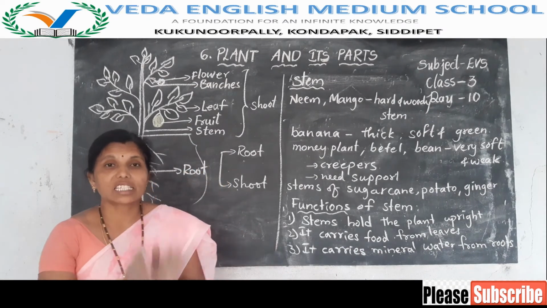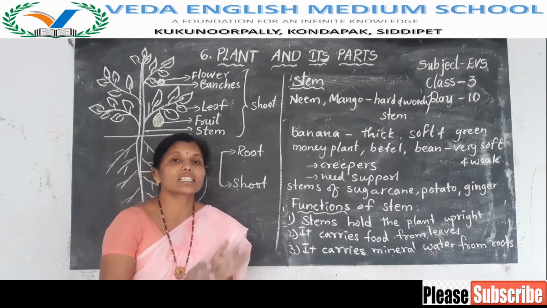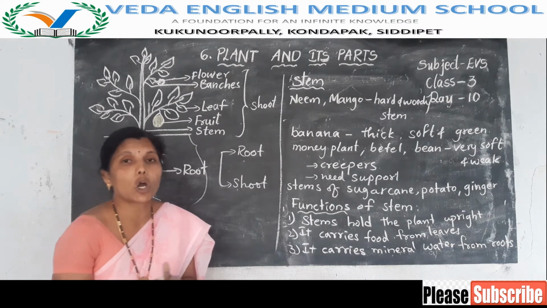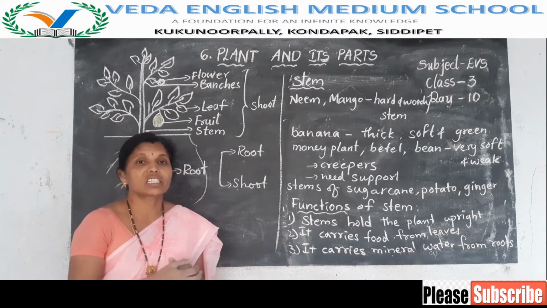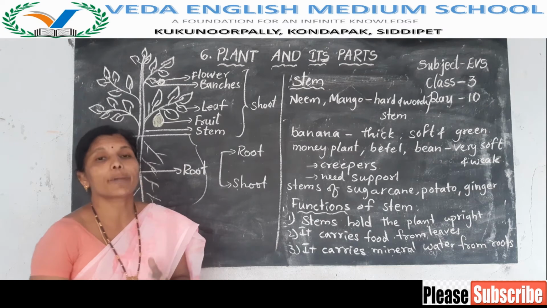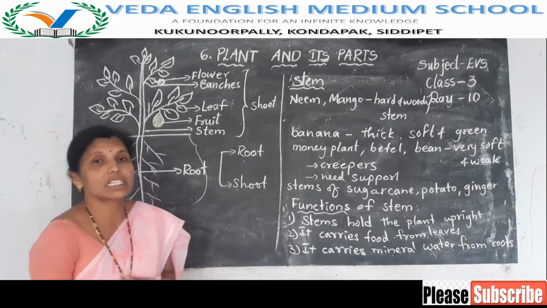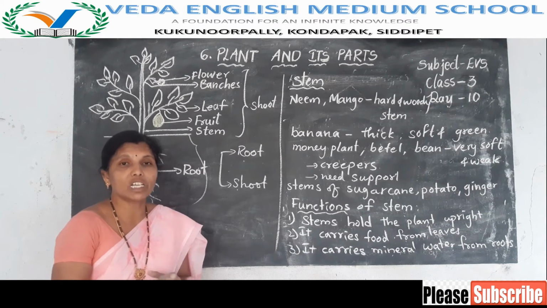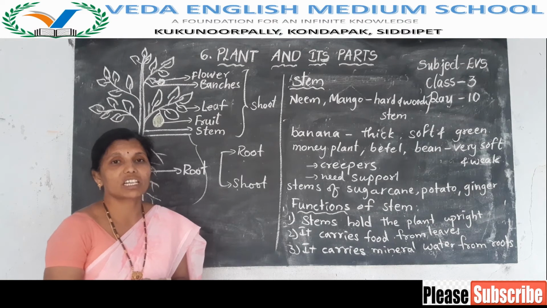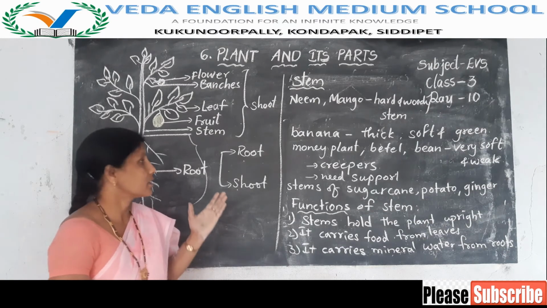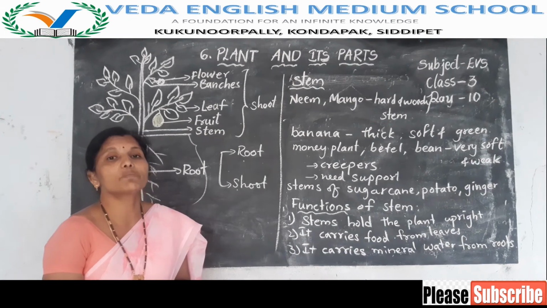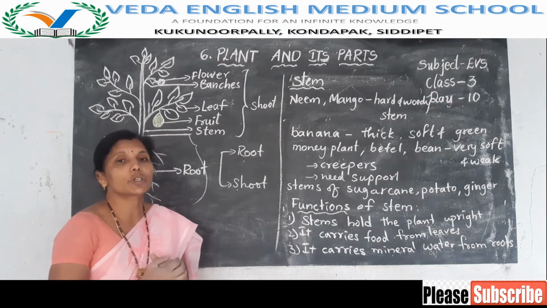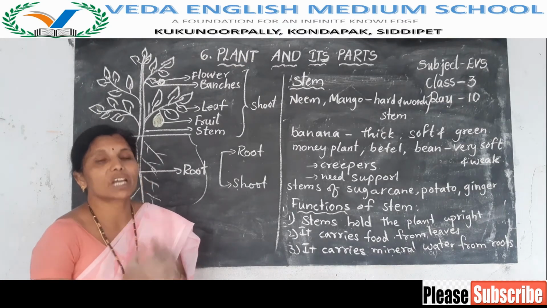Here, the stems of different plants are different. Some plants have very strong and woody stems. Some big trees, neem, mango, banyan, peepal, have strong, hard and woody stems that are called trunks. These hard and woody stems help the plant to grow straight, to stand upright.